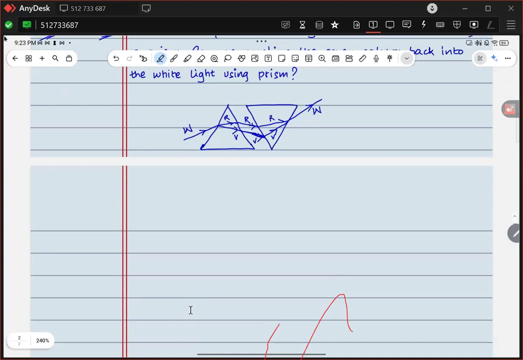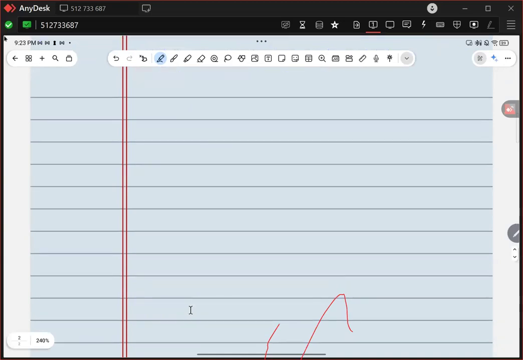Can anybody tell me how the rainbows are formed? The rainbows are also formed based on a similar principle. Can you tell me why? How? Anybody?